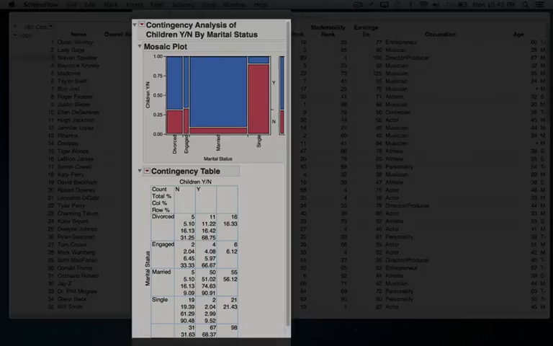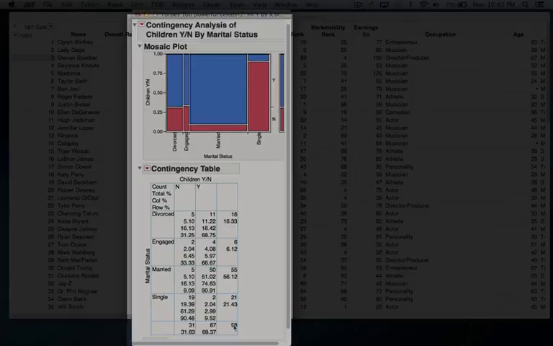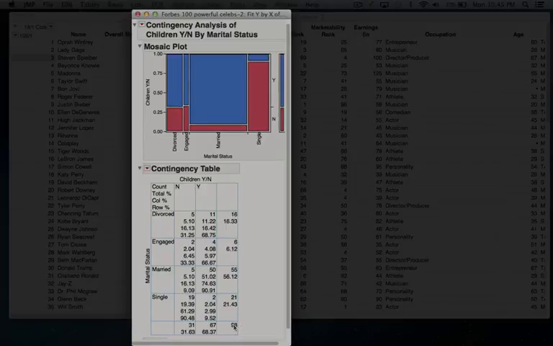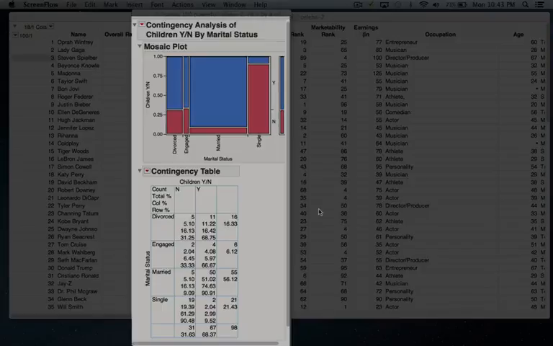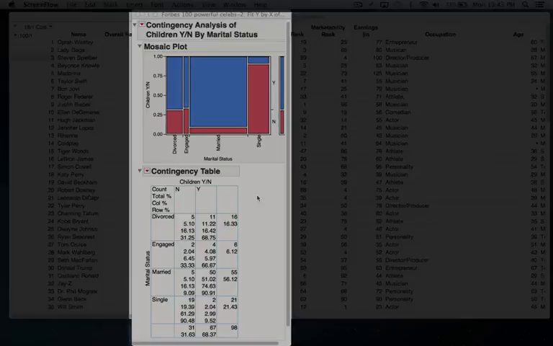Now if we look down here, we can actually see the contingency table. Just on a quick note, you'll notice that our count, or total number of celebrities in this analysis, is not 100, it's 98. So that is going to change our column percents, total percents, and row percents. Now let's take a look at the contingency table, which gives us exact values for this mosaic plot up here.